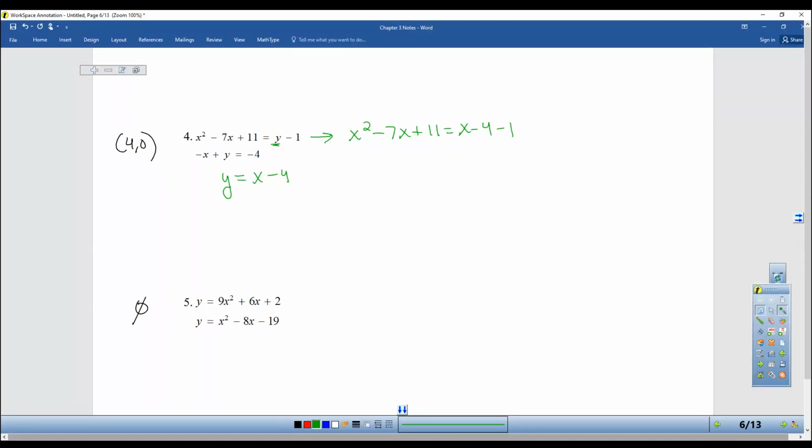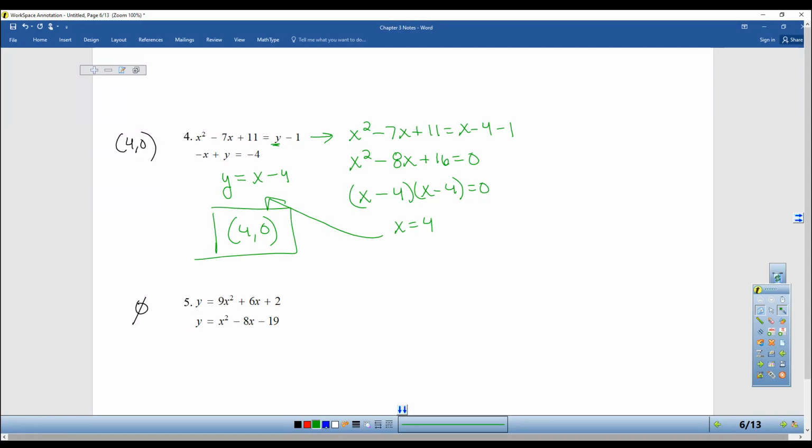I see an x squared in my equation. What do? I set it equal to 0 and factor. So minus 8x, when I bring that over, this is minus 5, so I'm going to add 5 to both sides. I get x minus 4 times x minus 4, and my only answer is x is equal to 4. When I plug that back in there, that leads me to 4, 0.